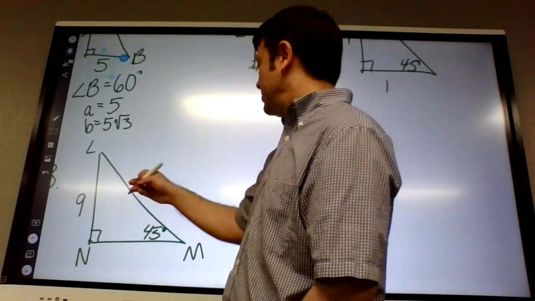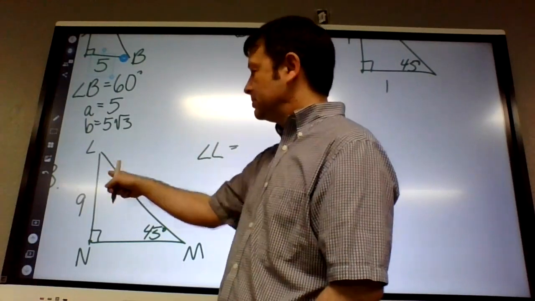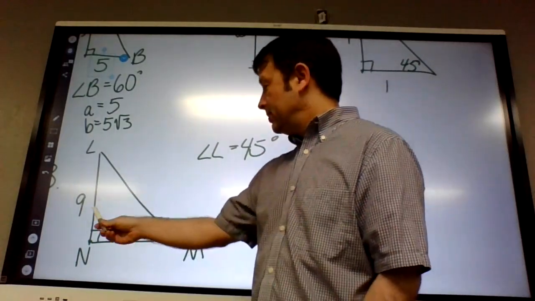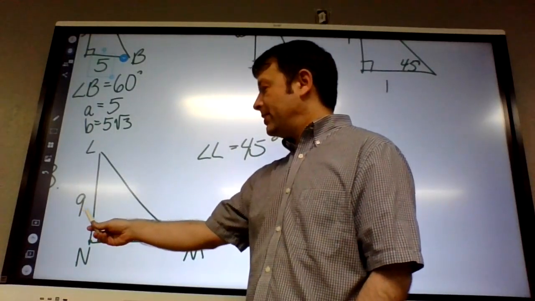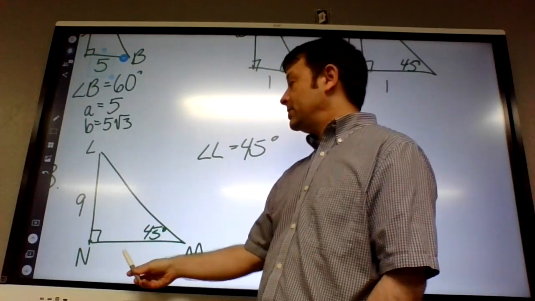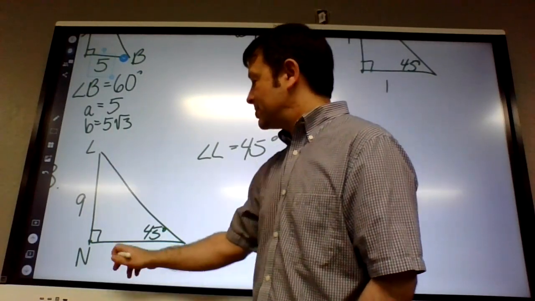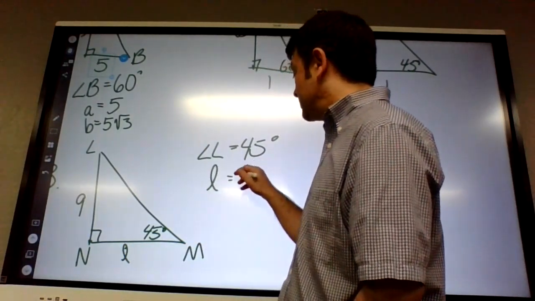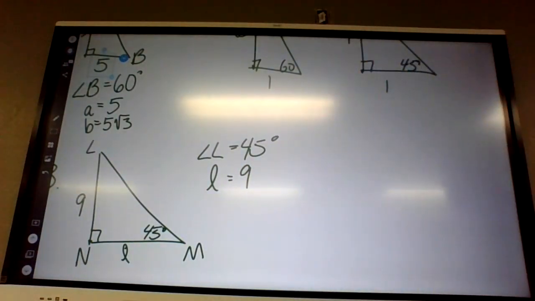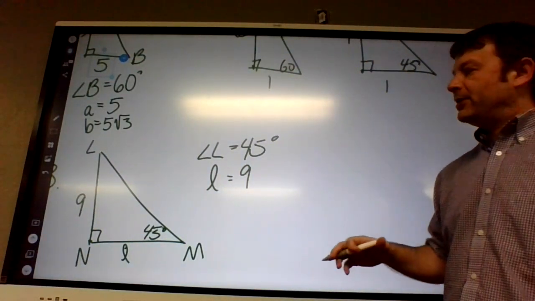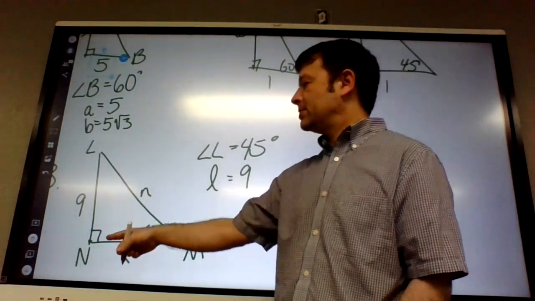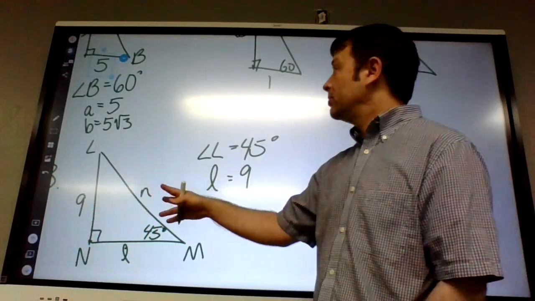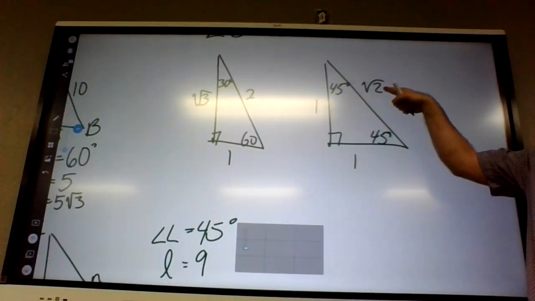So what's angle L have to be on this one? 45, 45, 90, right? If this leg is 9 on a 45, 45, 90, what's the other leg going to be? 9. This is side L. L's not the best letter to use, so I'm going to make it cursive so it doesn't look like a 1. The hypotenuse would be called side N because angle N is down here. If the legs are 9 on a 45, 45, 90, what's the hypotenuse? 9 square root of 2.